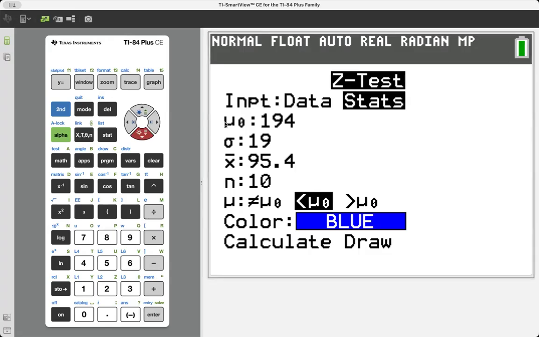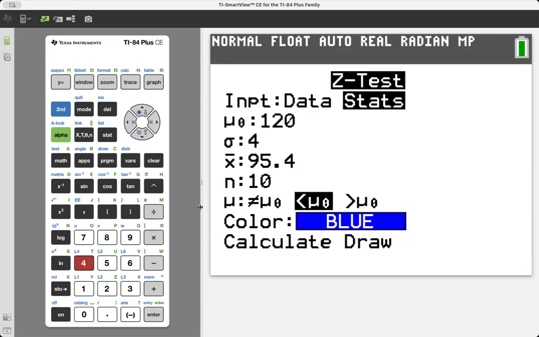Mu sub 0 represents the population mean as stated in the null hypothesis. And in this null hypothesis, it was the blood pressure population mean 120. The standard deviation provided to us in the problem is also expected here. You're going to enter 4. Just double check that that was it. Yep, it was 4. Okay.